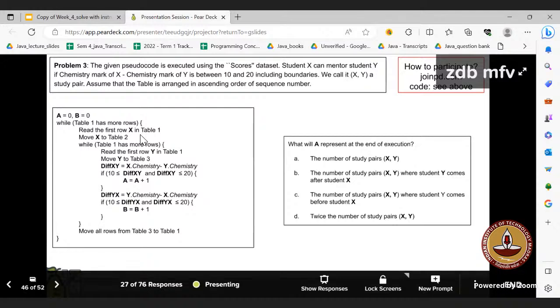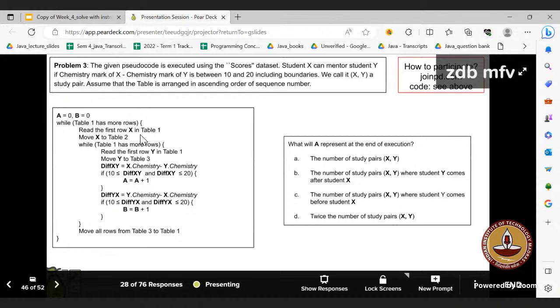What is diff XY? Diff XY equals x dot chemistry minus y dot chemistry. What is x dot chemistry? Chemistry marks of x card. What is y dot chemistry? Chemistry marks of y card. What is your x and what is your y? Are they the same? So let us see. Yes, ma'am.